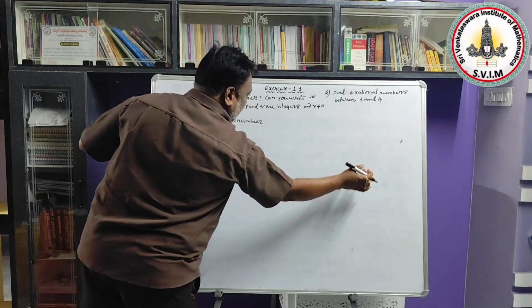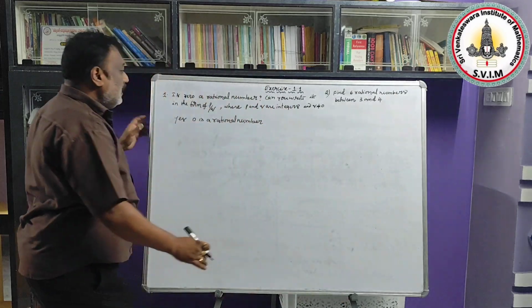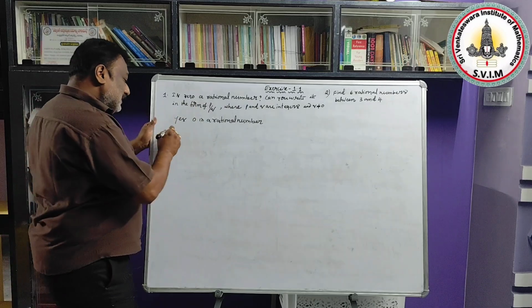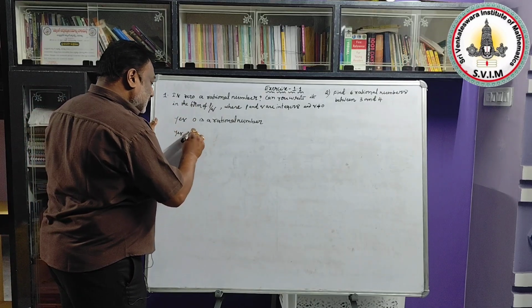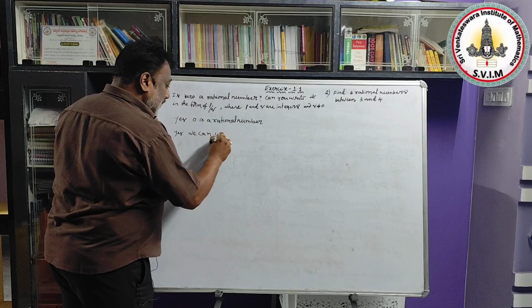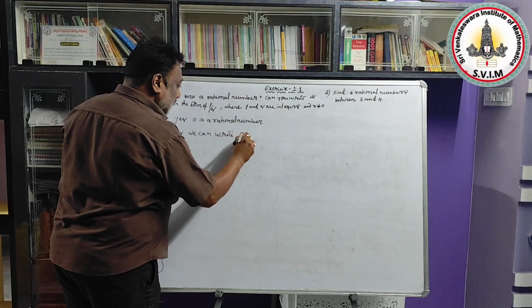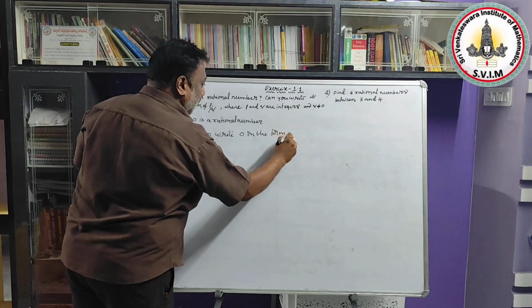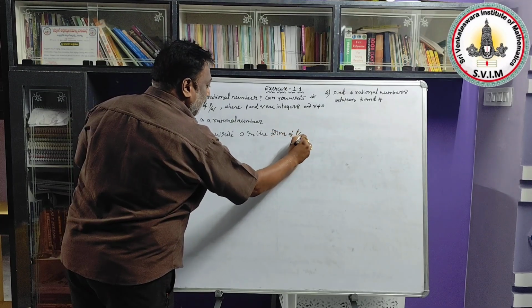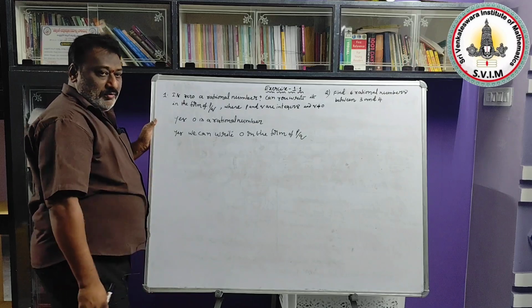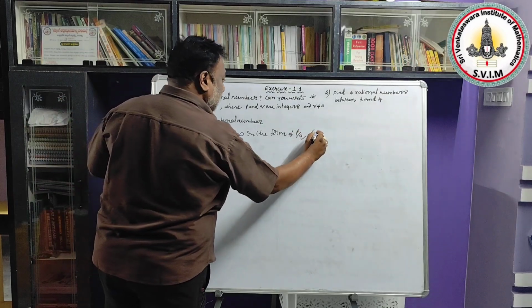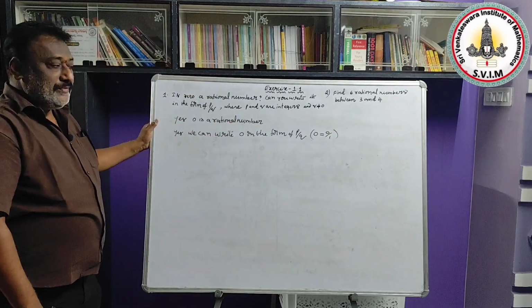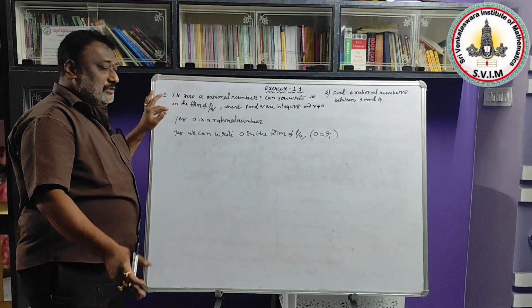Okay, next. After that, second part: can you write it in the form of p by q? Yes, we can write 0 in the form of p by q. So if you write that 0 in the form of p by q, how can you write? So 0 we can write in the form of 0 by 1. That's all. So the second part of the question is also completed.